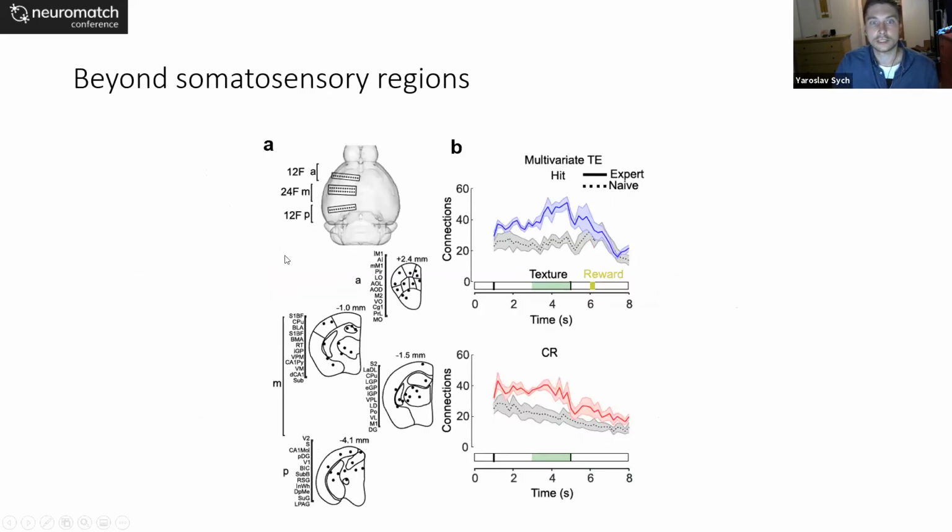And we also looked at the network beyond the somatosensory regions, namely the prefrontal regions and some of the posterior regions. We also could recapitulate results with the 12 fiber implants, which means that we still have increased functional connectivity throughout learning, particularly during the texture presentation time.